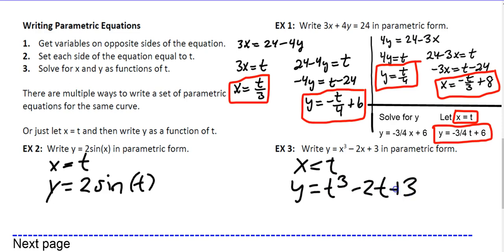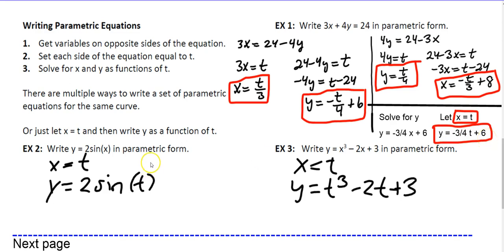So these are perfectly good parametric equations, and so I'm going to go back and do that with the previous one. So if I had solved this one for y to start with, I would have ended up with y equals negative 3/4 x plus 6. Then I would let x equals t, and then y equals negative 3/4 t plus 6.